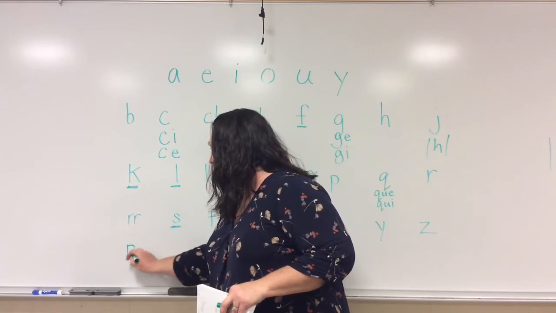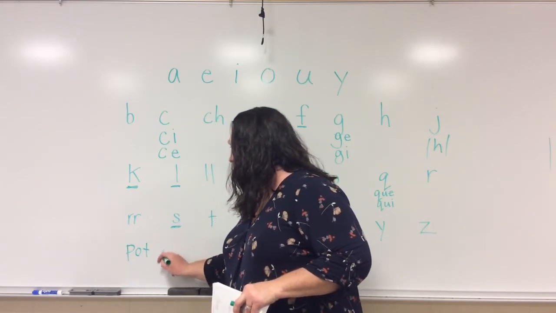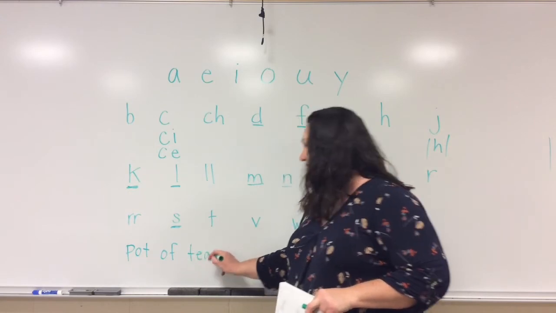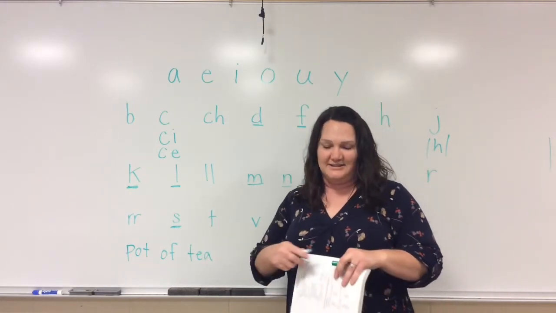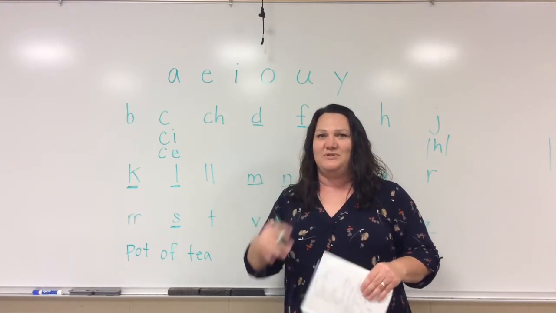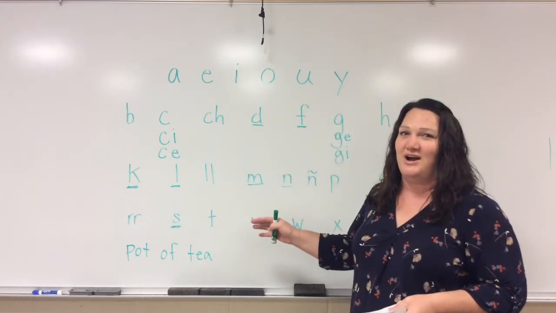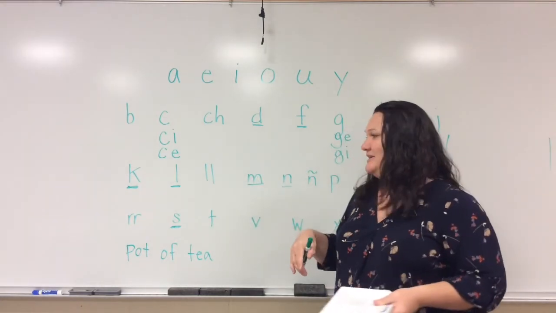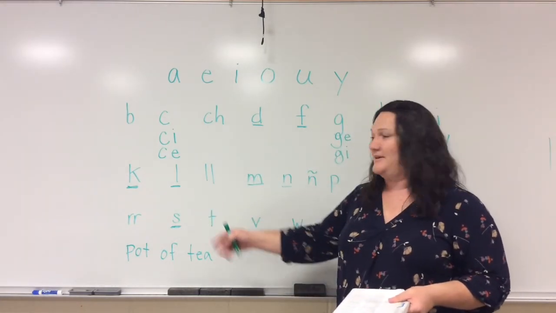Say these three words. Pot of tea. Really fast for lots and lots of time. Pot of tea, pot of tea, pot of tea. It will loosen up your tongue and you'll be able to roll your R's. Maybe not like woo, but it'll help you get that going. So it says R. Okay?